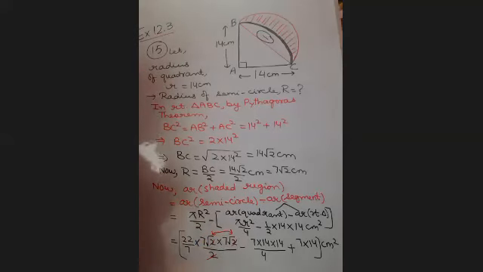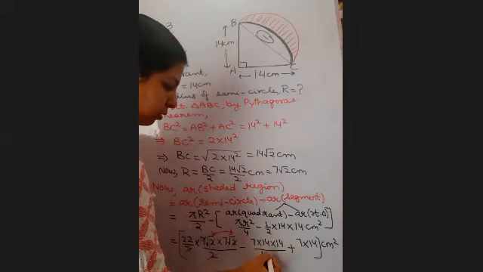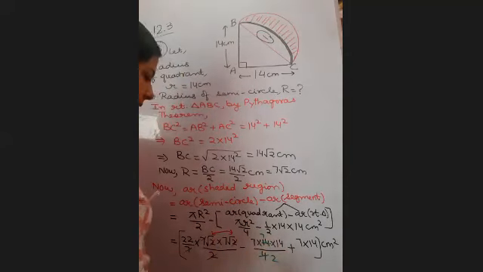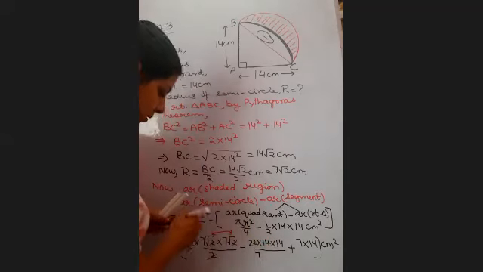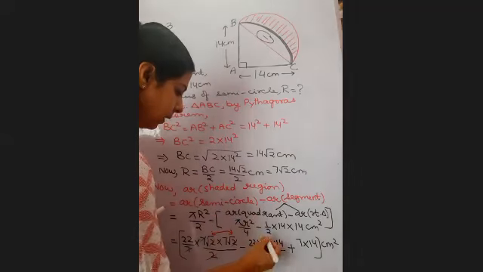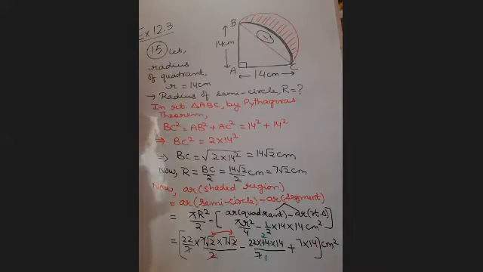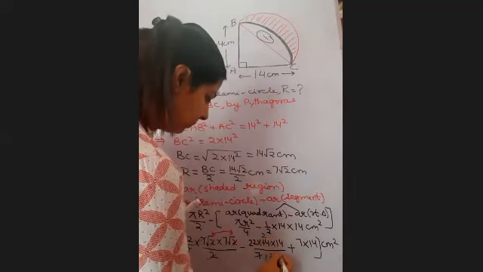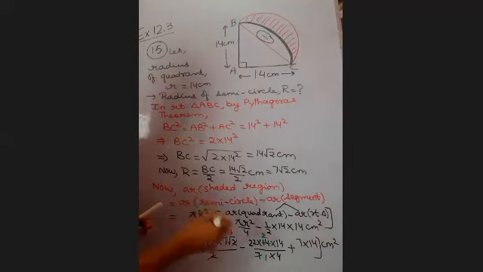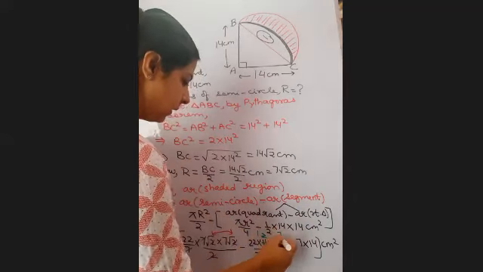And this 7 and 7 will get cancelled. So the calculation will be a little simpler. 4 will also get cancelled. Sorry, I have written wrong. It is 22 by 7. Pi is 22 by 7. So 7 and 14 will get cancelled, giving 1, 2. That is also simplified. And we have to write 4 also in the denominator. So now this 2 and 4 will get cancelled.